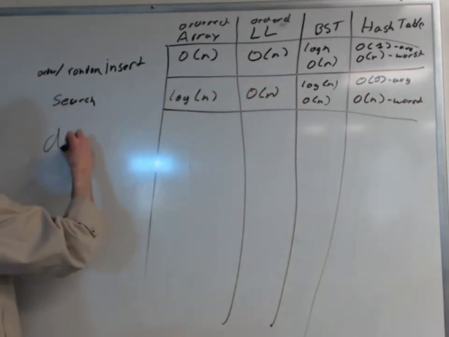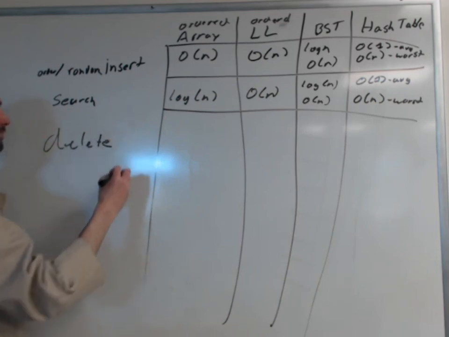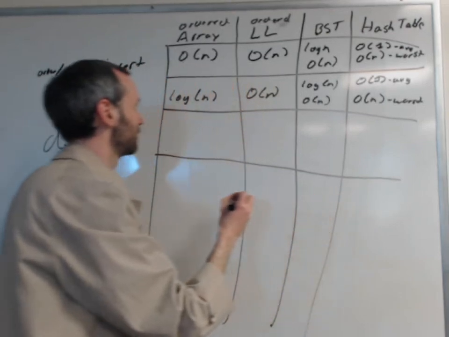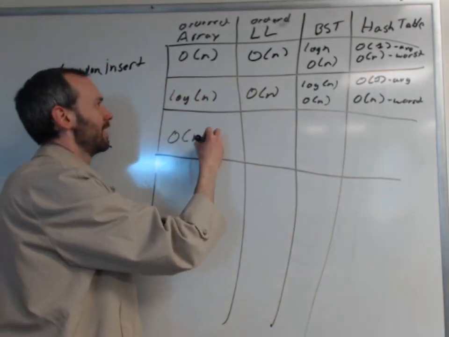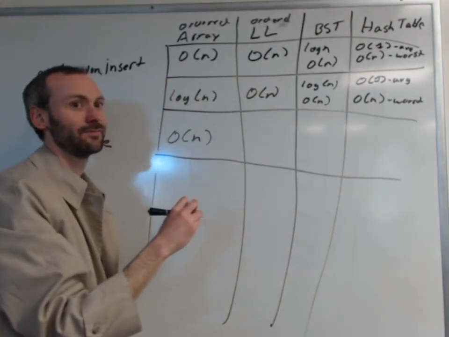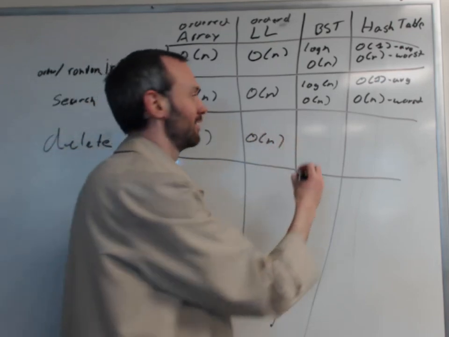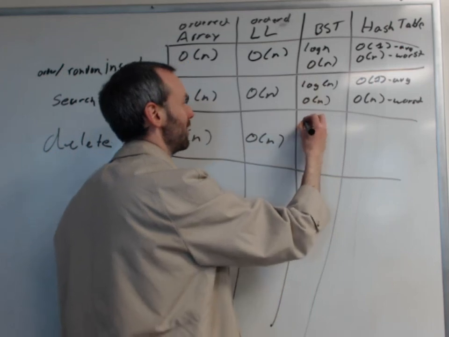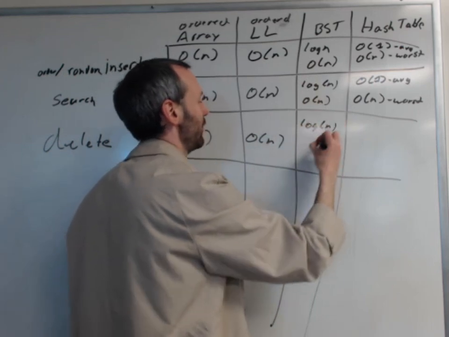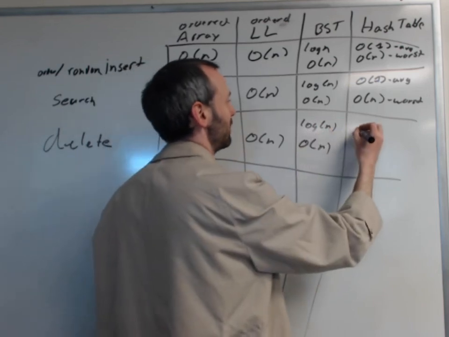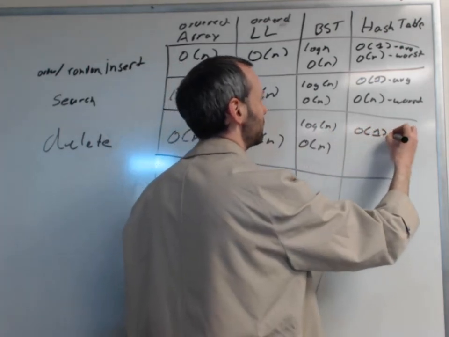Hey, let's do delete. In an array, you've got to move everything over. How about a linked list? Also O of n, because you've got to find it. Binary search tree: same as above, hopefully it's just log of n, unless it deteriorates to a linked list. And then hash table.